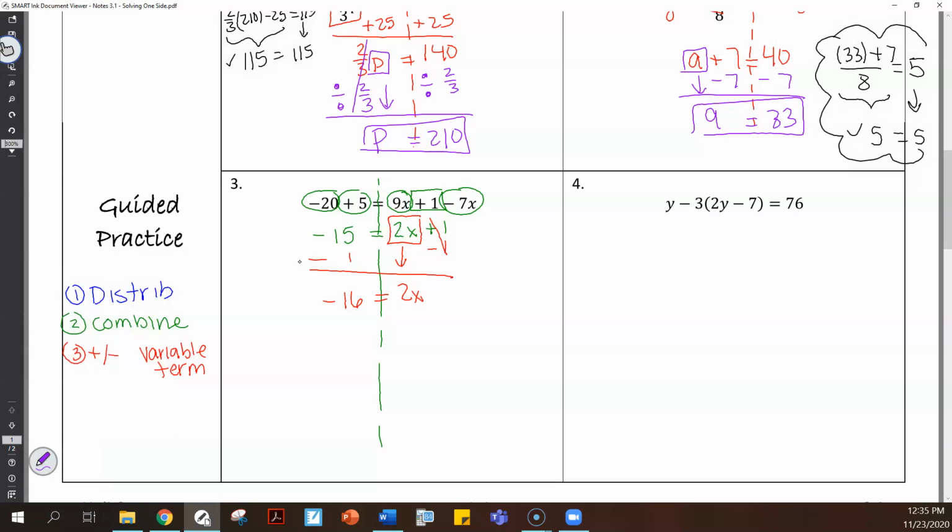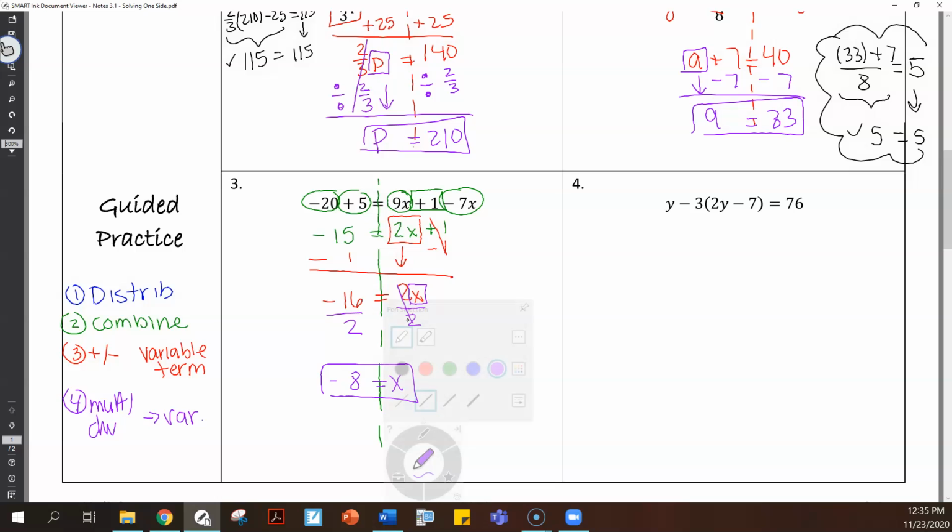And then my last thing is going to be to multiply or divide to get my variable. My variable in this case is x. This is 2 times x, so I want to undo that multiplying by dividing. And I'm going to divide by 2 because that's what I'm looking to get rid of. So negative 16 divided by 2 is negative 8. 2 divided by 2 is going to reduce to 1. Negative 8 equals x. I can check that just like I've shown you before. Make sure that you're going through and checking these answers as you do them.